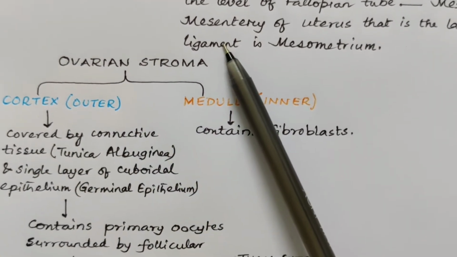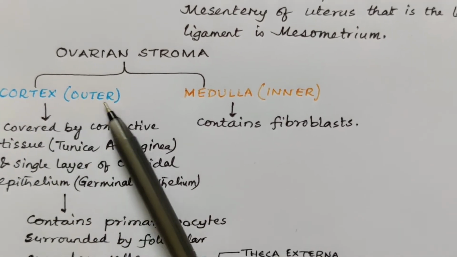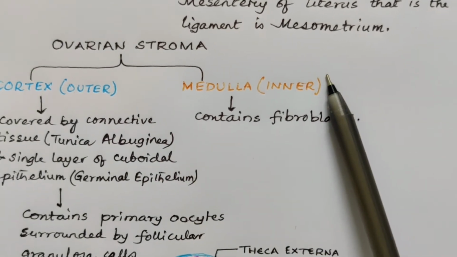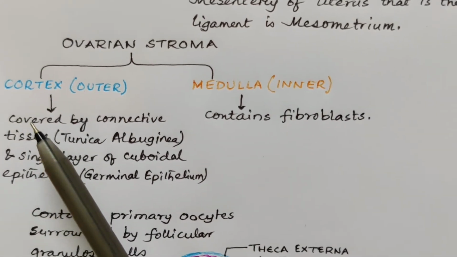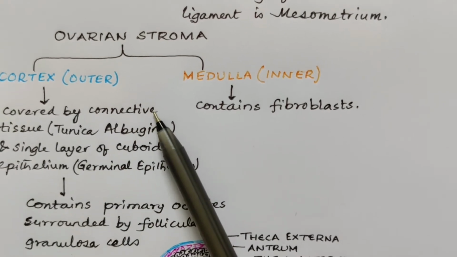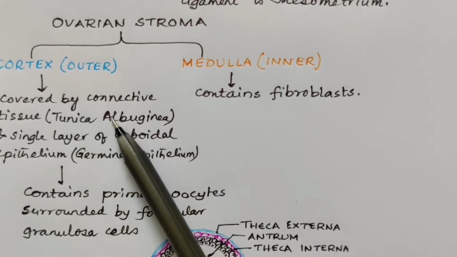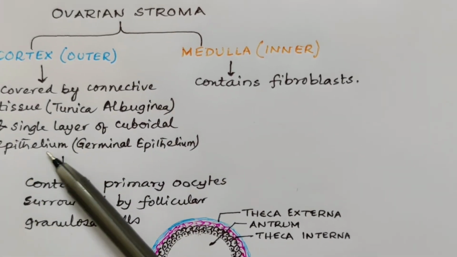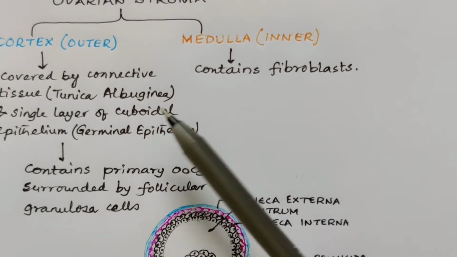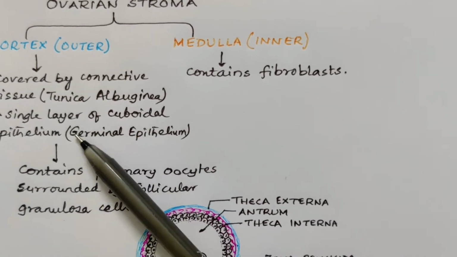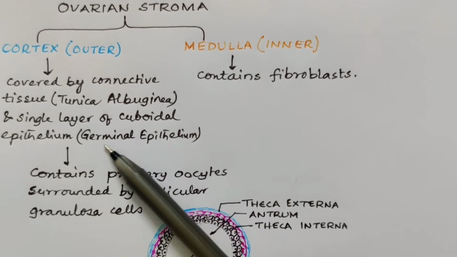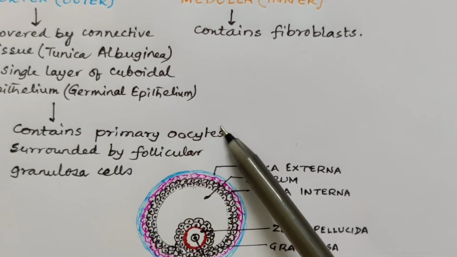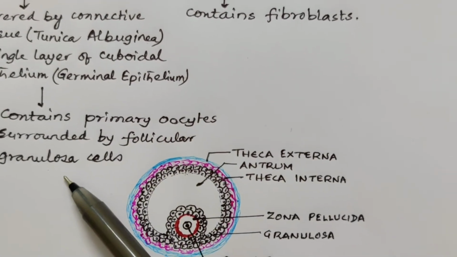Now the ovarian stroma. Ovarian stroma is divided into the outer cortex and the inner medulla. The cortex is covered by a sheath of connective tissue called tunica albuginea, and thereafter a single layer of cuboidal epithelium known as germinal epithelium. The germinal epithelium is the part from where oogenesis takes place. It contains primary oocytes surrounded by follicular granulosa cells.